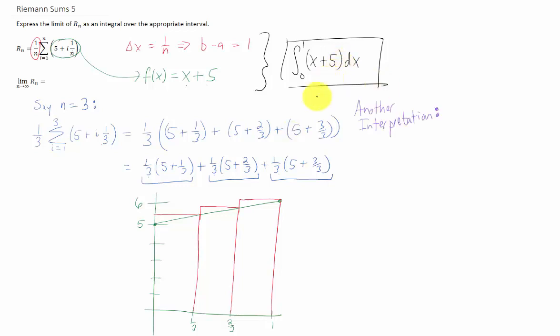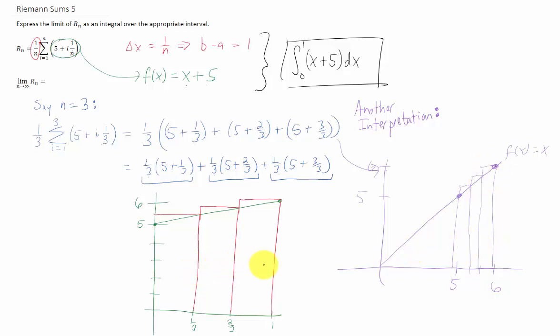And that answer is great, but there is another way to interpret this same sum. Instead of seeing this function as 5 plus x, we could have interpreted this function as just some x value that increases from 5 to 6. In other words, I could have drawn this picture another way. I could have drawn a picture of the function f of x equals x and looked at the x values from 5 to 6, split up into three partitions. My three rectangles would look something like this right here, and those three rectangles would be exactly the same as these three rectangles that I drew here.